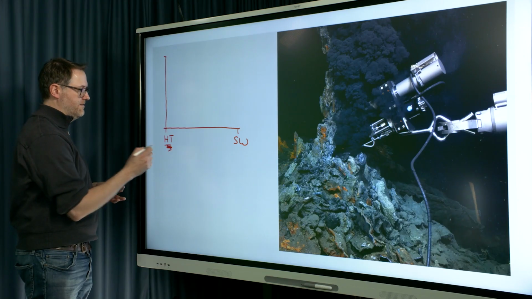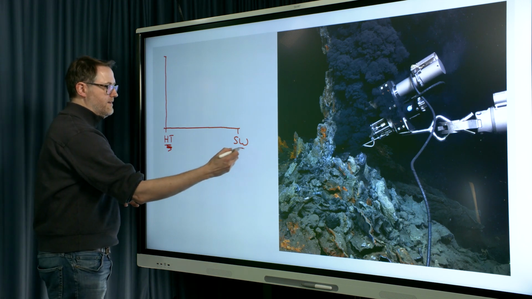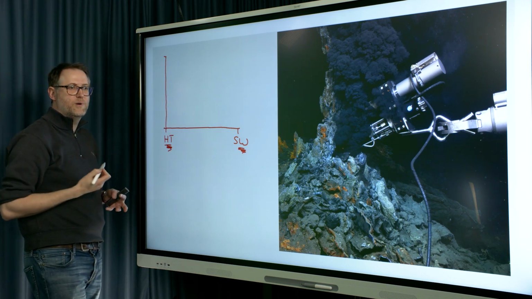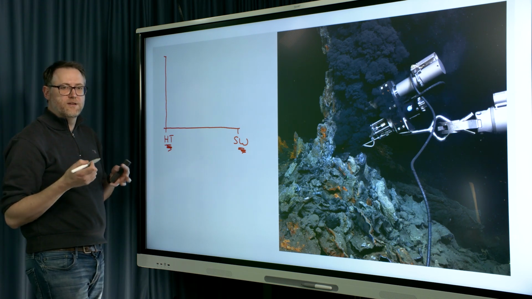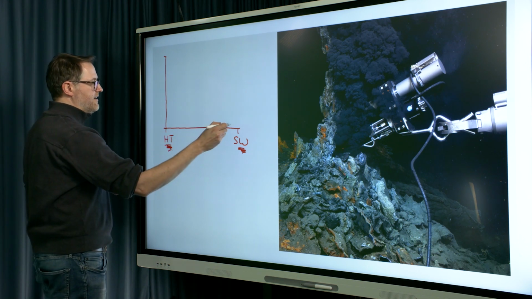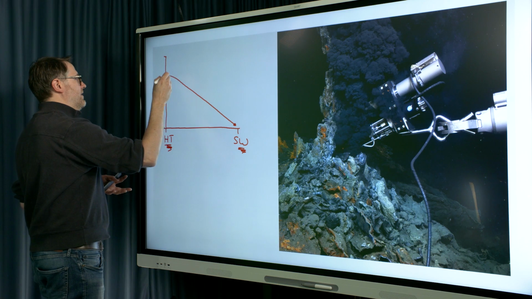So at this end, it's pure coffee, black, no milk. This is nothing but milk. Everything in between is everybody's taste in coffee, whether you want a little bit of milk in it or you want something very milky like a latte. What you will actually get is a mixing line. So we're going to have seawater here and then our pure hydrothermal fluid over here.